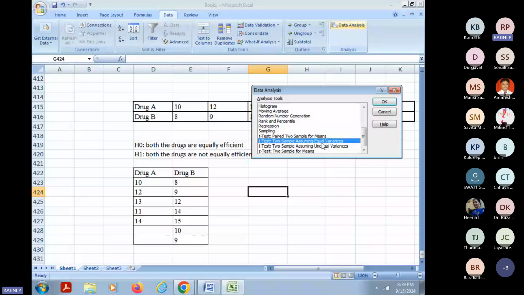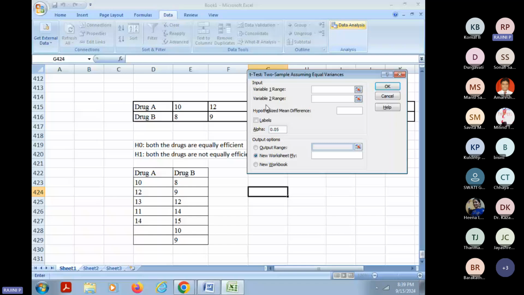Variable 1 range: select the drug A values, don't select the empty area. Then for variable 2, put the cursor and select the drug B values. Hypothesized difference is 0. Both are equally efficient under H naught, which is what we are assuming.